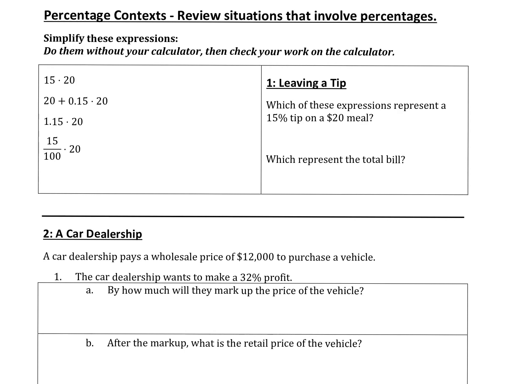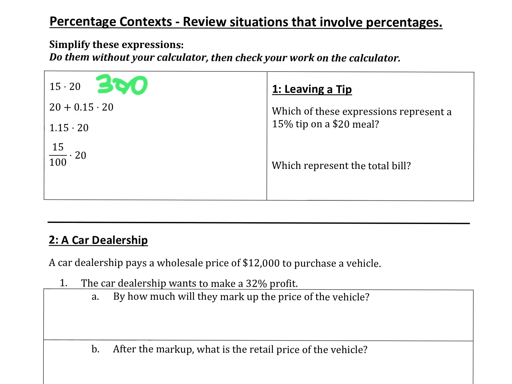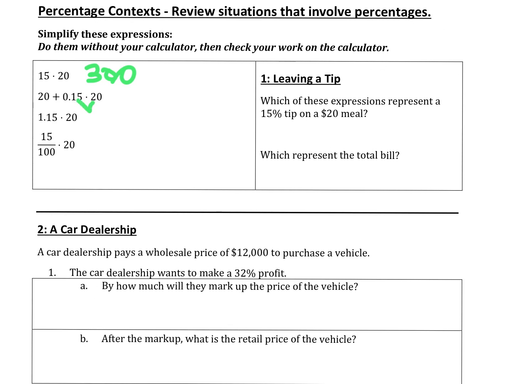What I was hoping you would get out of simplifying these expressions over here is remembering order of operations. So if we look at 15 times 20, 15 times 2 is 30. Add a power of 10, you've got 300. Then we look at the next one, and it says 20 plus, and then 0.15 times 20.